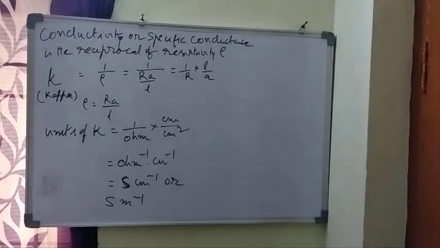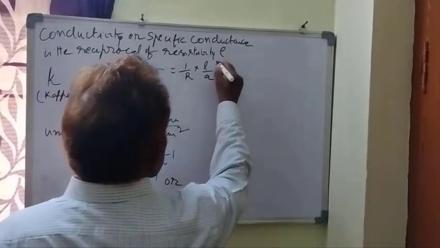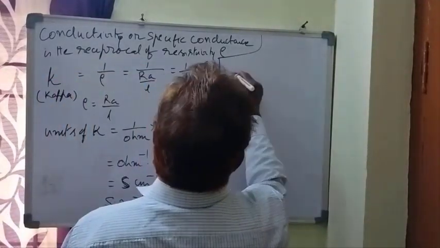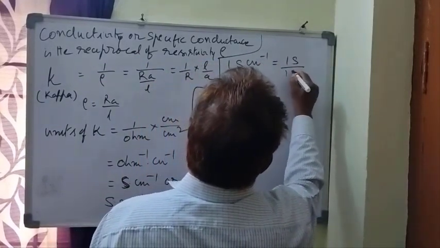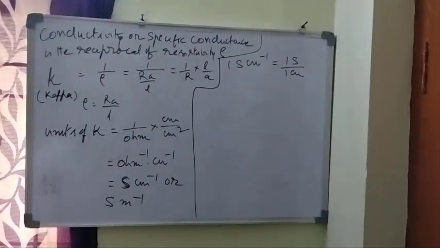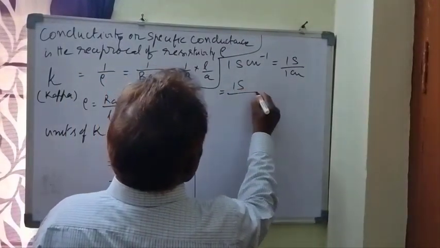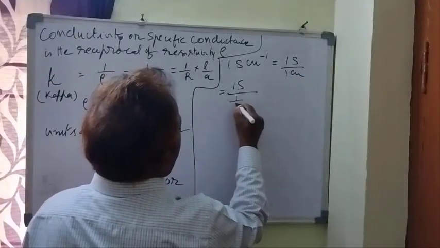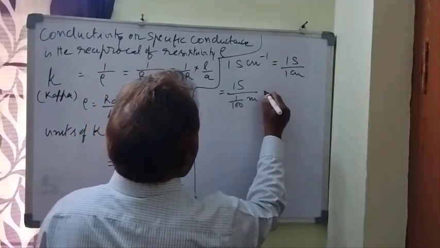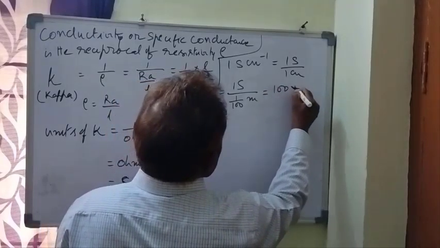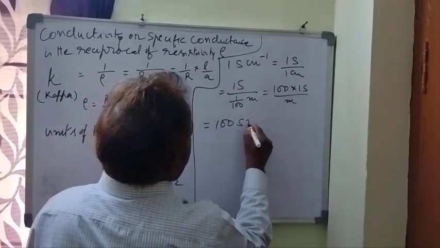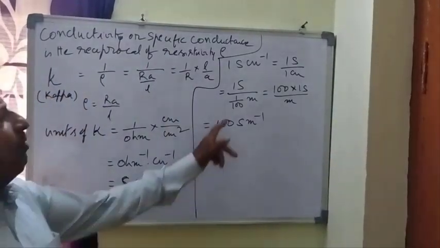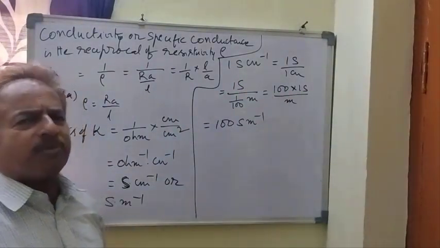Now let us convert Siemens centimeter inverse into Siemens meter inverse and vice versa. 1 Siemens centimeter inverse equals 1 Siemens by 1 centimeter. Centimeter inverse means 1 by 1 centimeter. How do you write it? 1 by 100 meter. This is nothing but 100 into 1 Siemens by meter, that is 100 Siemens meter inverse. Therefore, 1 Siemens centimeter inverse equals 100 Siemens meter inverse.